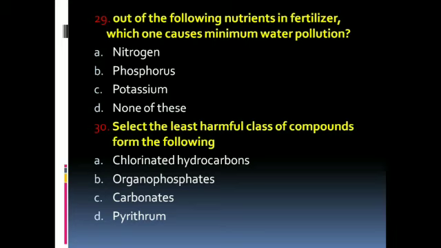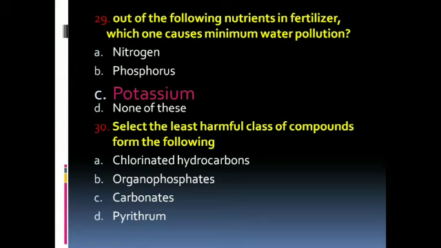Next question: of all the following nutrients in fertilizer, which one causes minimum water pollution? Now the options are nitrogen, phosphorus, potassium, and all of these. So here potassium is the one which will not cause much damage to the water. So it is the one which causes minimum water pollution.